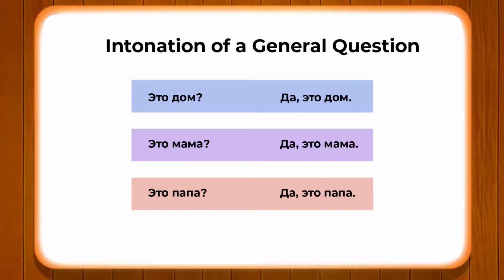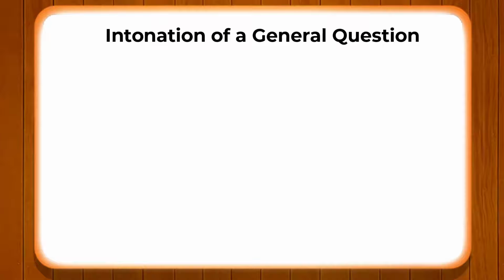So, now we will redo it again. Eta dom? Is this a house? Da, eta dom. Yes, this is a house, or the house, depending upon the context. Accordingly, you can look at these different sentences where we have different styles and different words of Russian, but while answering we are using "da" in every sentence. So, after every "da" we have to have a small pause.